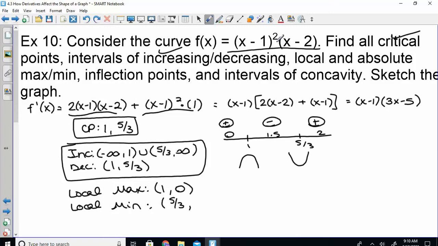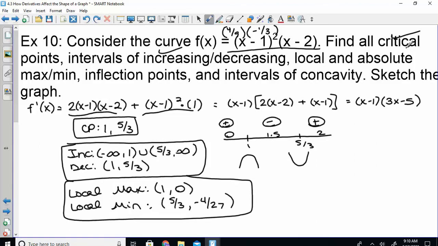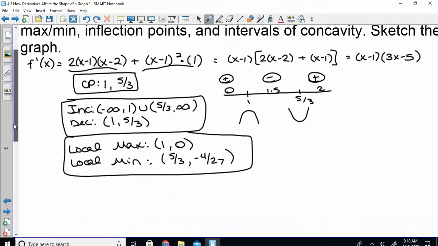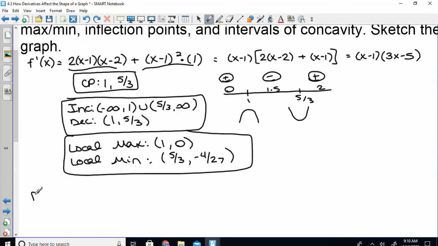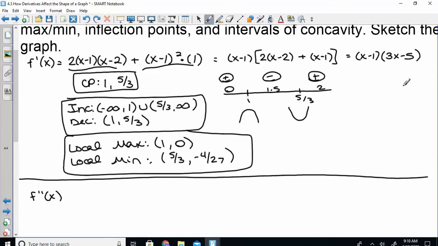We plug 5/3 in. 5/3 minus 1 is 2/3. Squared would be 4/9. 5/3 minus 2 is -1/3. So we get -4 over 27. That was the next thing on my list. Alright, now I want inflection points and concavity. So what do we need? We just found everything we can do with the first derivative.